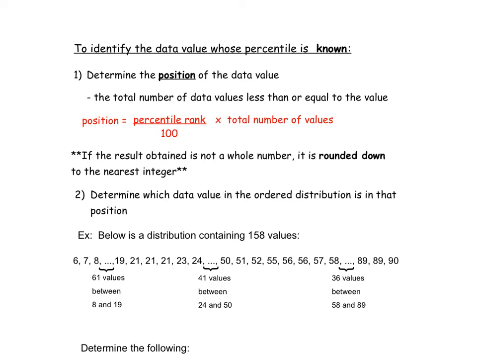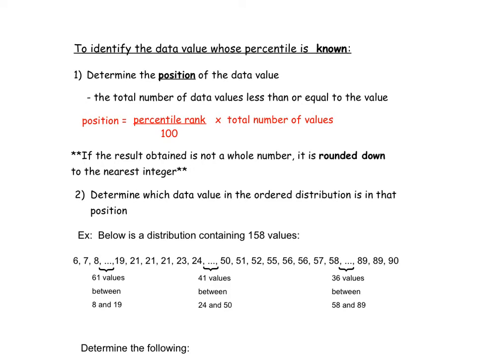The other calculation you can also do is, well, if you know the percentile, how can you determine what number it is? So if you know you're in the 95th percentile, what is your grade that puts you in the 95th percentile? So that's the reverse calculation. There are 2 steps to this calculation. The first one is you're going to determine what the position is of this data value. So in other words, you need to find how many data values are less than or equal to that value. So to find the position, you take the percentile rank divided by 100 times the total number of data values. That'll tell you in what position that number is.